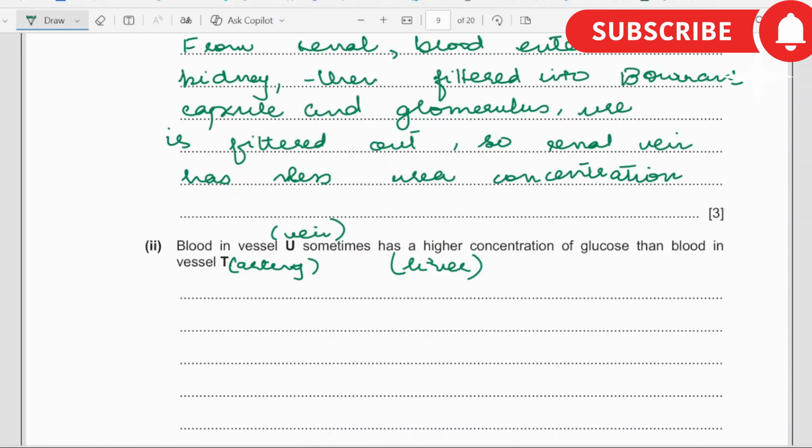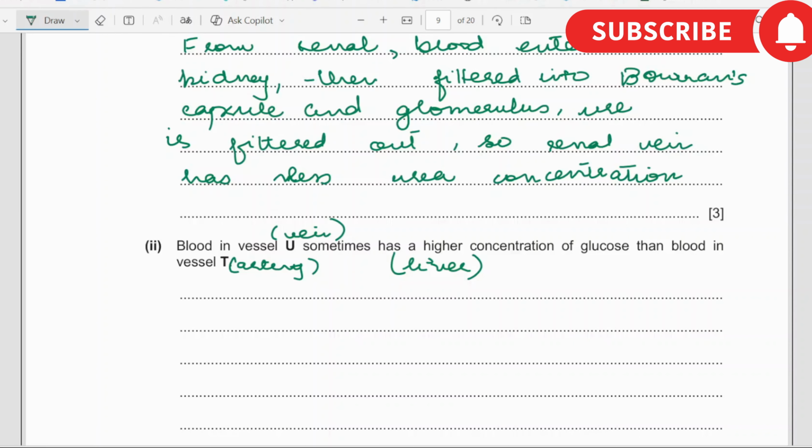It is related to the liver. What's the function of liver? You'll get zero mark in this answer. So the function of liver is to convert glycogen to glucose. It's opposite. That's why the vein has higher concentration of glucose than artery.